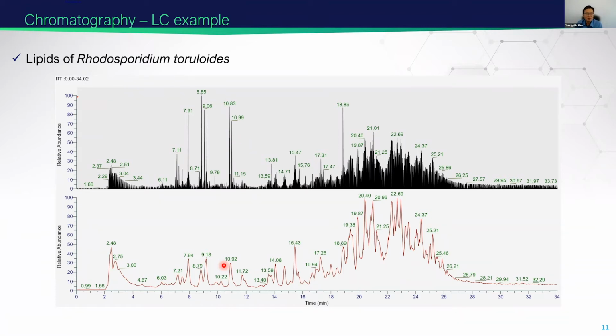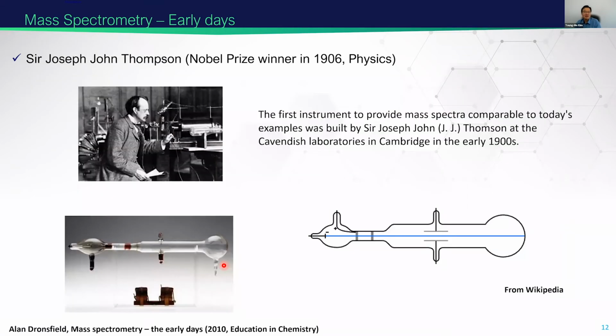So far I have covered the chromatography for liquid and gas, and let's move to the mass spectrometer. The mass spectrometer is a very exciting and interesting instrument to analyze chemicals. A very long time ago, J.J. Thomson, a British scientist, did the cathode ray experiment.